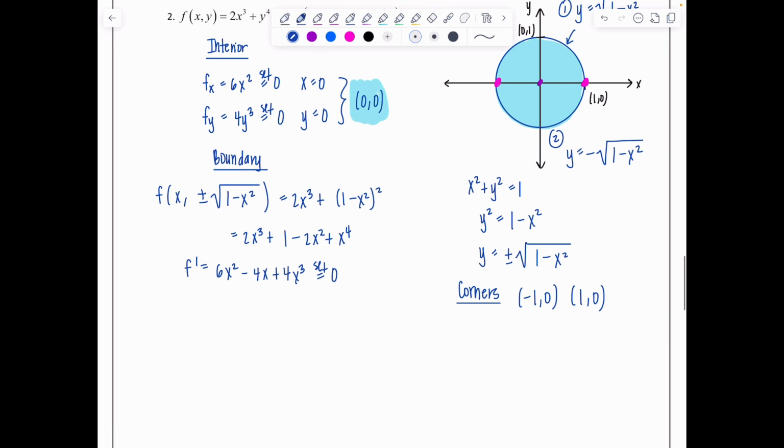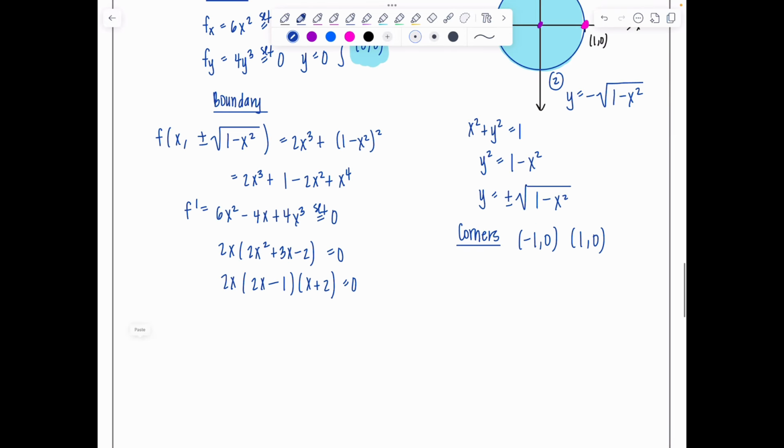Ooh, okay, we can factor out 2x. Let me put the rest in descending powers. Then it's 2x squared plus 3x minus 2. And then the 2x, leave it out. This factors, right? This is (2x minus 1) times (x plus 2). So then we get x is 0, or x is a half, or x is negative 2. Well, x can't be negative 2. That's out of bounds. Get out of here.